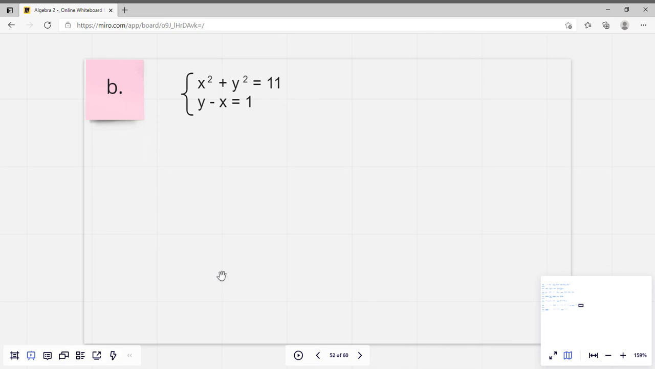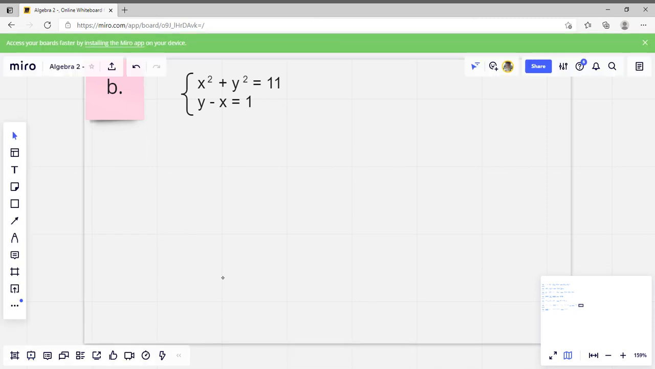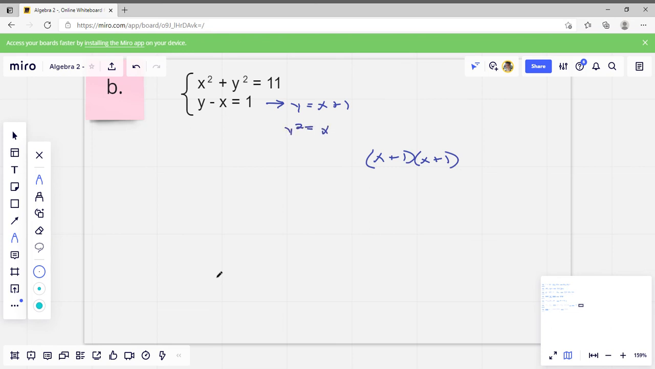Okay, one of these, we're going to have to use our quadratic formula to solve this. All right, so first we're going to rearrange this one, and we're going to get y equals x plus 1. Okay, and then we're going to square that. So we're going to say x plus 1 times x plus 1, and we're going to get x squared plus 2x plus 1. So y squared equals x squared plus 2x plus 1.